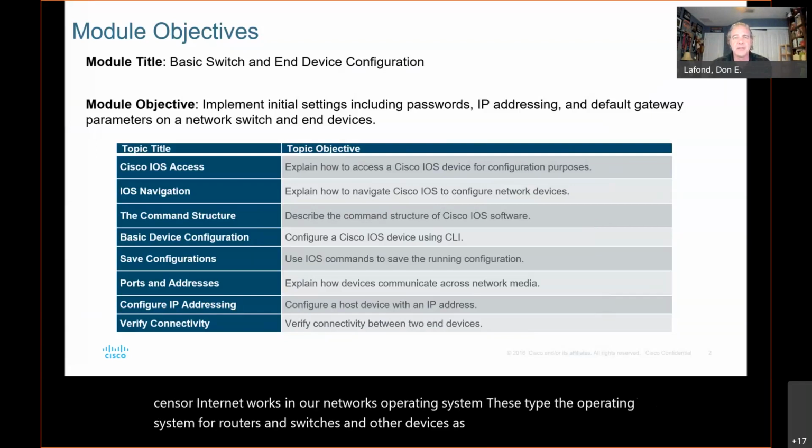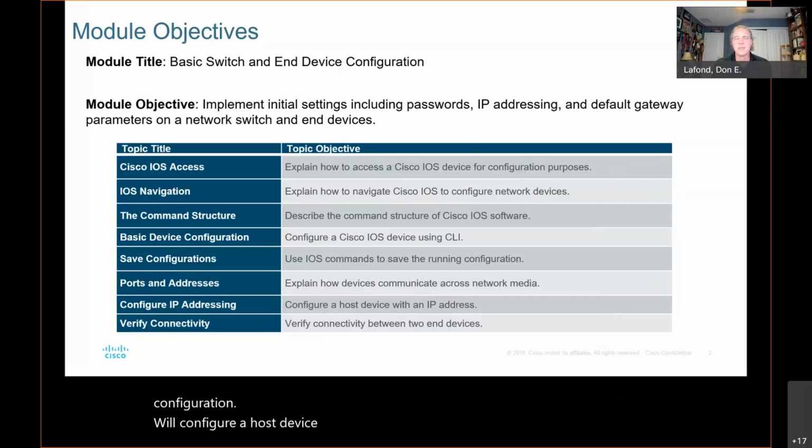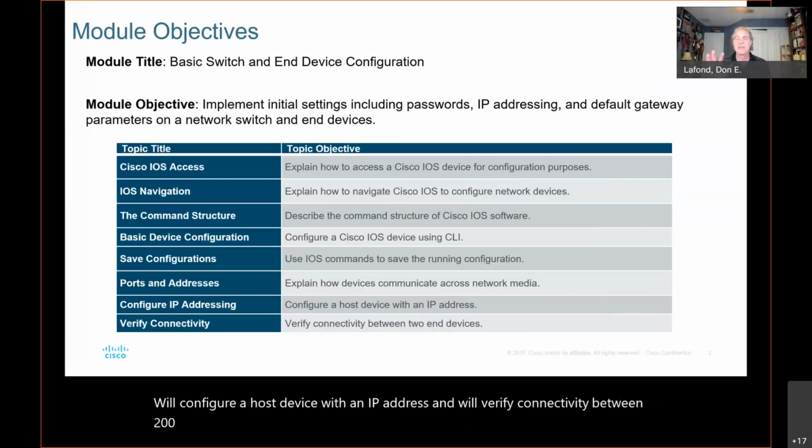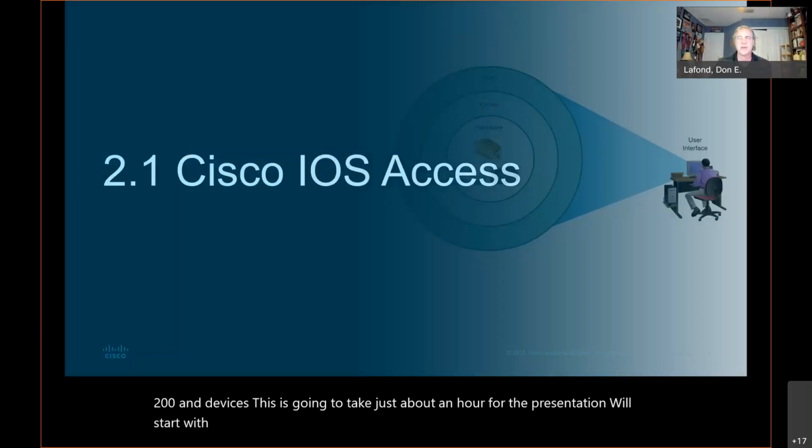We'll explain how devices communicate across network media. We will learn about the iOS commands, how to save them from the running configuration to the startup configuration. We'll configure a host device with an IP address, and we'll verify connectivity between two end devices. This is going to take just about an hour for the presentation. We'll start with the Cisco iOS software access.